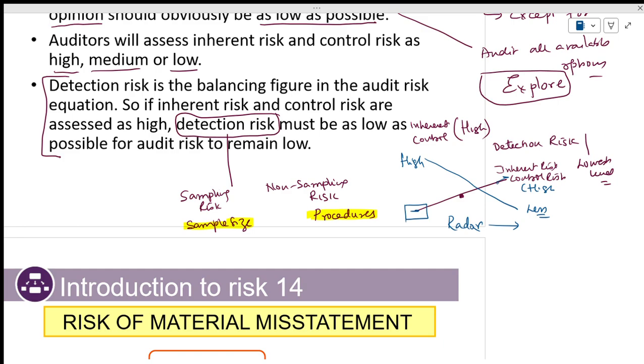That is the reason I put it like this. I'll put two people here. If this person is strong, automatically you are not balancing the detection risk. Your detection risk is very, very low. If detection is very, very low, the control risk will be very, very high. There is a chance of more errors.